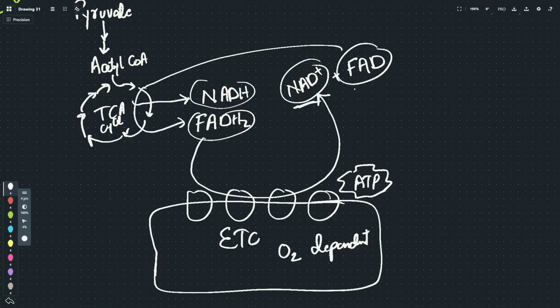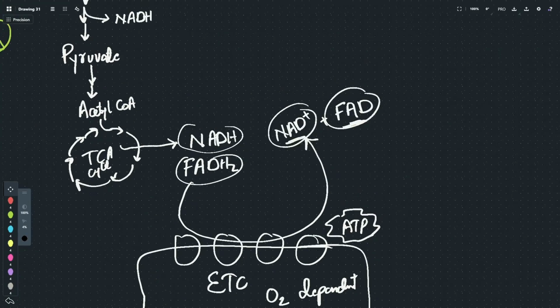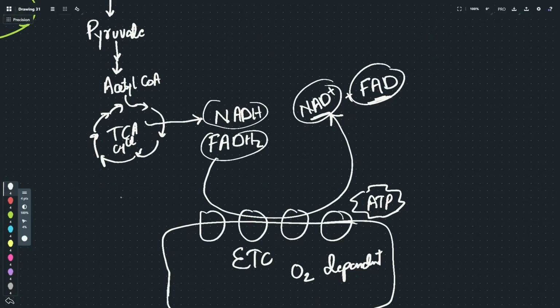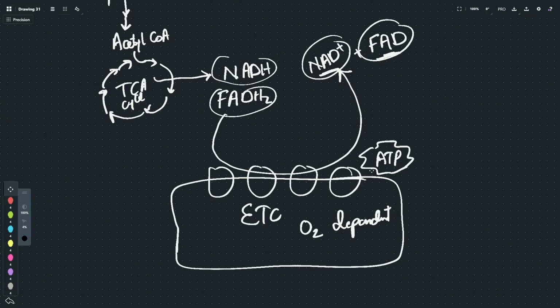This is the low energy state, this is the high energy state. So this low energy state can be converted to a high energy state. Then after this high energy state is utilized, having gone through the electron transport chain, it can go back to the low energy state to form another NADH and FADH2 from the TCA cycle. It is important to understand this, so please listen very carefully. This electron transport chain is strictly an oxygen dependent process.